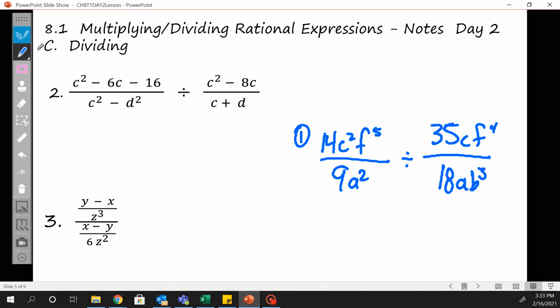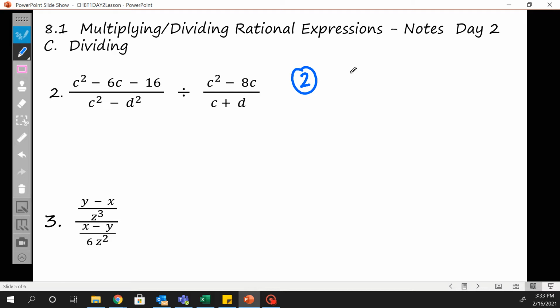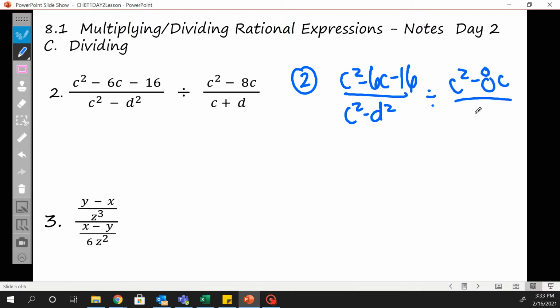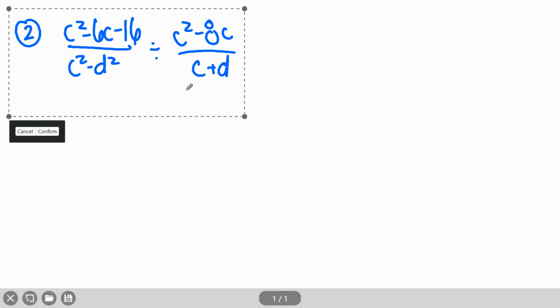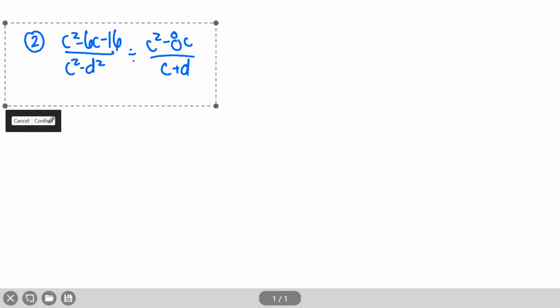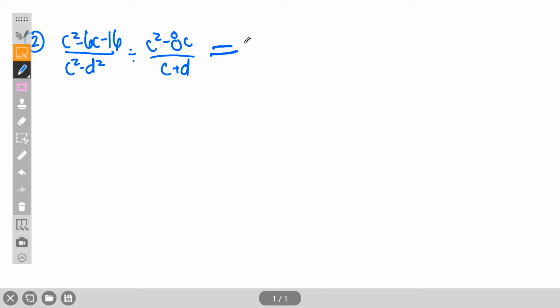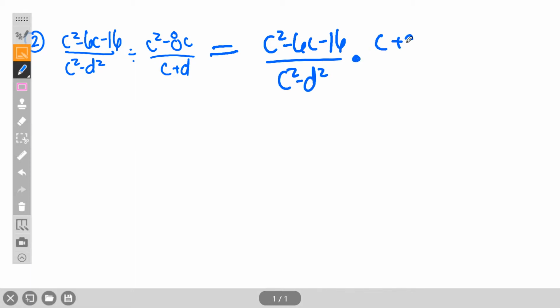Now let's look at one where we actually have to factor and do the problem. So number 2, c squared minus 6c minus 16 over c squared minus d squared divided by c squared minus 8c over c plus d. So step 1, rewrite this as a multiplication problem. So c squared minus 6c minus 16 over c squared minus d squared times c plus d over c squared minus 8c. Okay, because you're multiplying by the reciprocal, so these flip around.